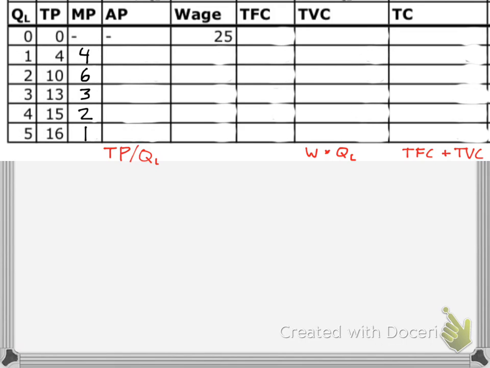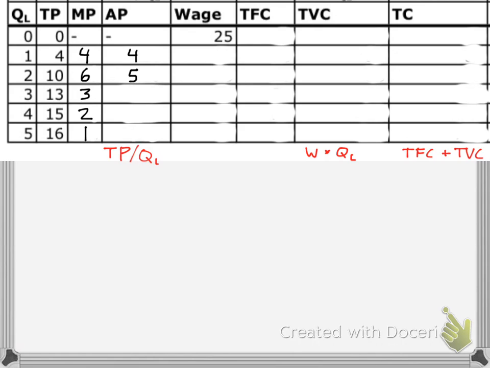So what's the average product? Well, the average product is the total product divided by the quantity of labor, which is written in red. The average product for this would be 4, because 4 over 1 is 4. Now, what about between 1 and 2? You would have simply 10 divided by 2, which is 5. So your total product for 2 workers is 10, divided by the number of laborers you have, which is 2. So the division would be 5.